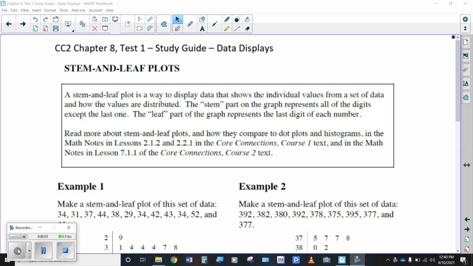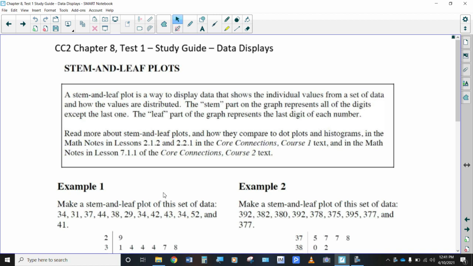Alrighty, let's take a look at our study guide for data displays. First off, it might be a good idea to read this section and hear about stem and leaf plots, because the first few problems are going to have to do with us making stem and leaf plots from numerical data.